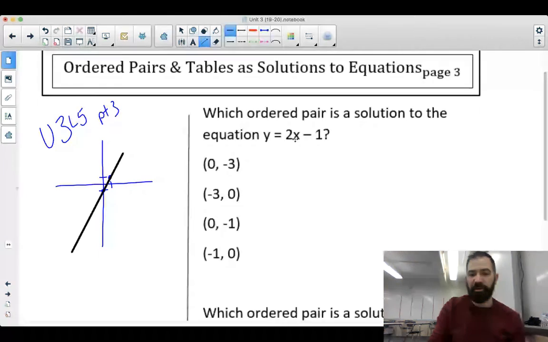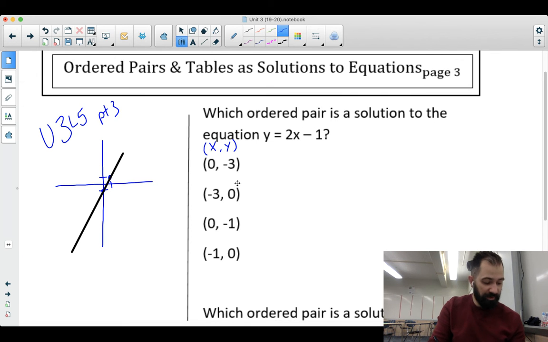So what you could do is continually count slope: up 2 over 1, up 2 over 1, down 2 left 1, down 2 left 1, and see which one of these ordered pairs actually fits on there. Or what you can do is use substitution. We can substitute these ordered pairs, remember ordered pairs are written (x, y), into our equation and see which one of these values is true.